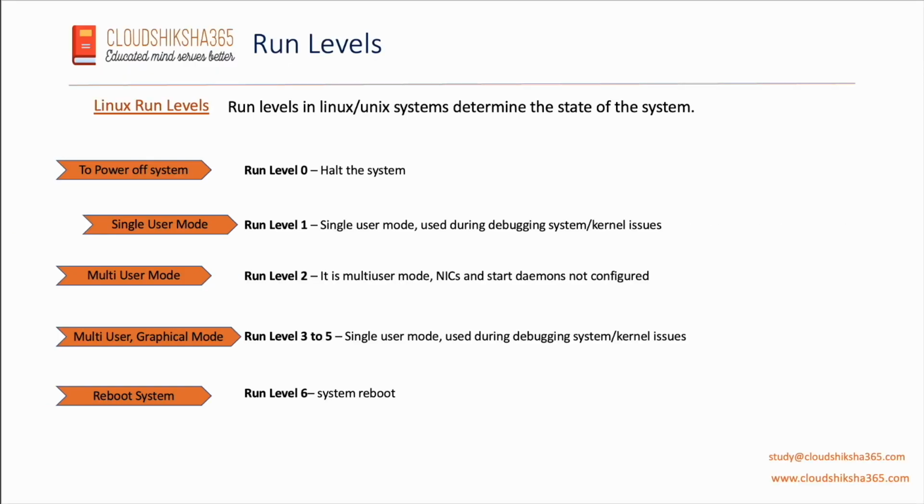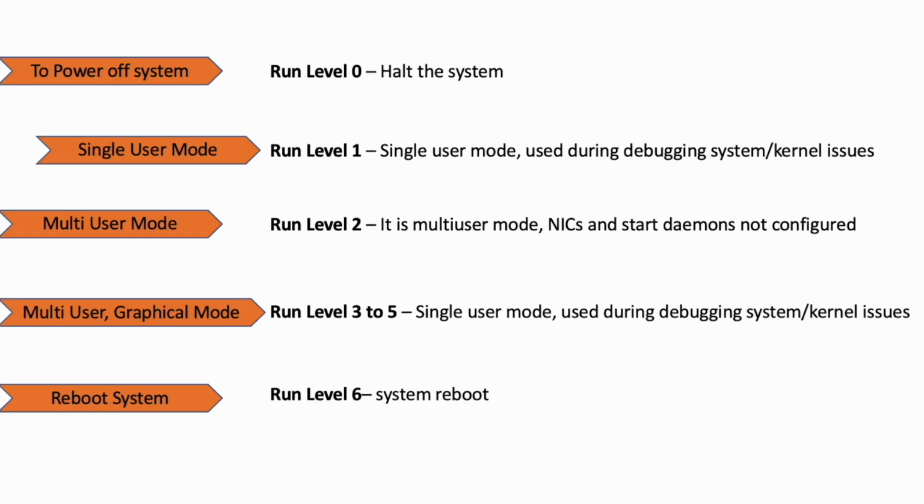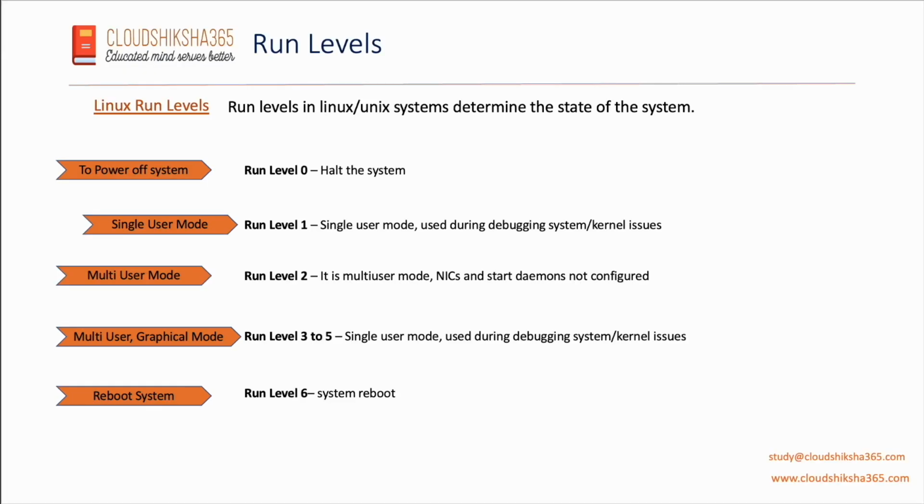Then we have run level 3, 4 and 5. They are almost similar. So this is again the multi-user mode, used during debugging systems, kernel issues, or in your routine setup, like day-to-day activities, you usually use one of these modes. And mostly this is run level 5. And then the last one is run level 6, which is to reboot the system. If you want to reboot your system, you can use run level 6 also, that means by using init 6.